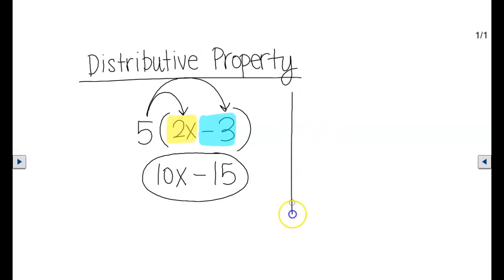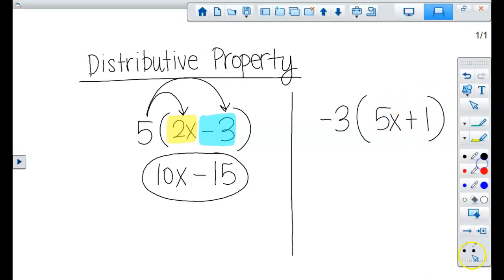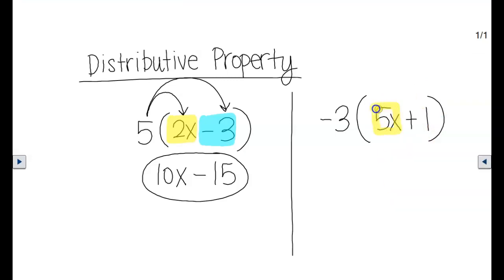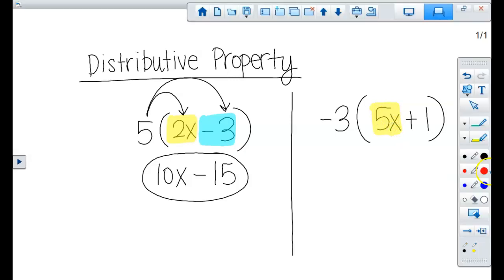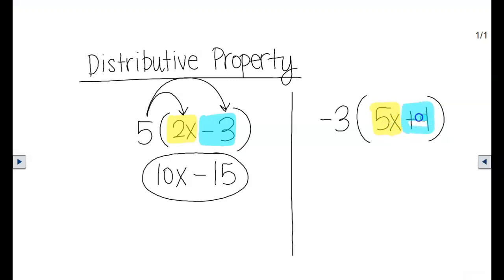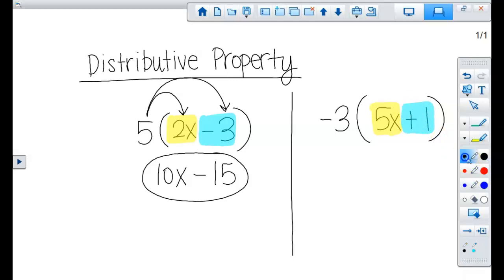Let's do one more distributive property example. Let's say I want to take the number negative 3 and multiply it by the group 5x plus 1. So when I look at this, the members of my group are first of all that term 5x, and then I'm going to keep that plus sign in there with the 1, which makes him a positive 1. So distributive property tells me to multiply negative 3 by each member of this group.